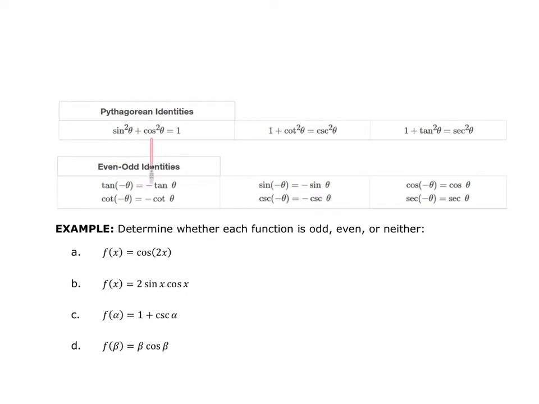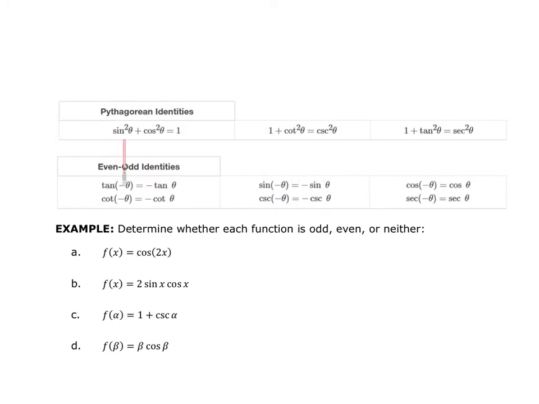So we end up with these Pythagorean identities. Sine squared plus cosine squared is equal to 1. Now if we take this and divide everything by sine squared, then we get the second Pythagorean identity, which is 1 plus cotangent squared is equal to cosecant squared, because cotangent is defined as cosine over sine.